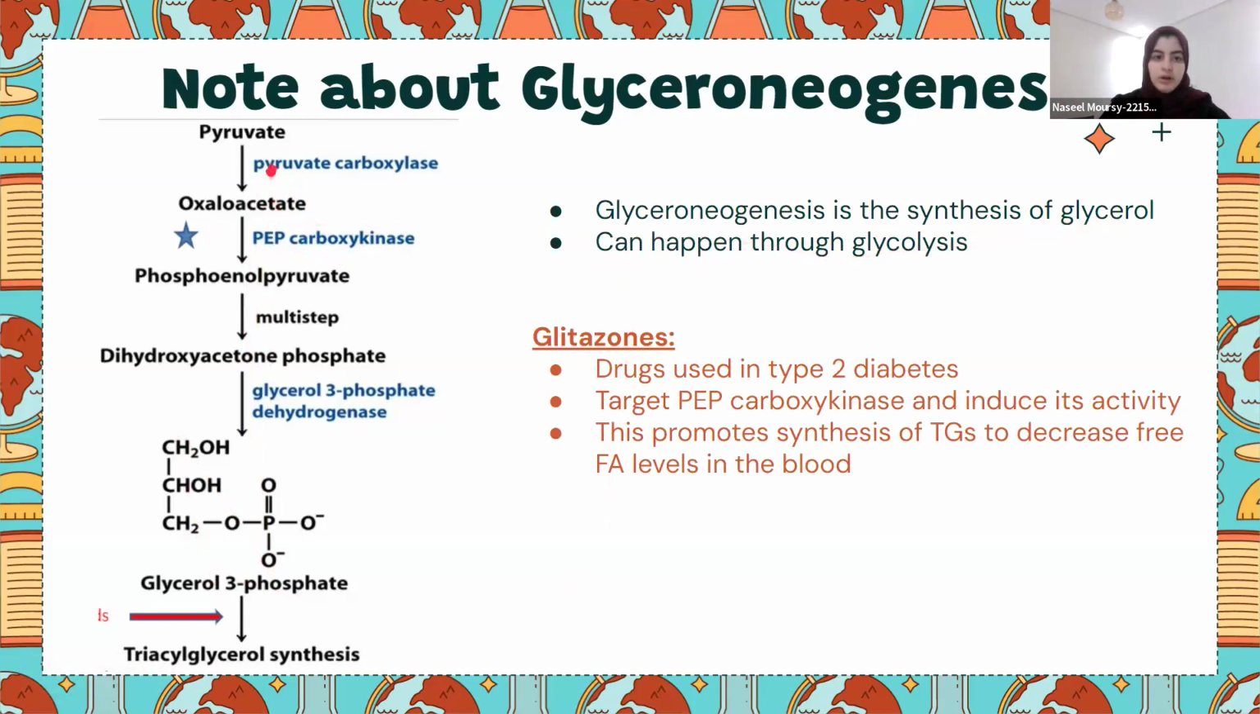It can happen through glycolysis, okay? Glitazones are the drugs that target PEP carboxykinase and induce its activity, and so this promotes the synthesis of triglycerides to decrease the free fatty acid levels in the blood. You don't want fatty acid levels to be roaming around in the blood in diabetics, okay?